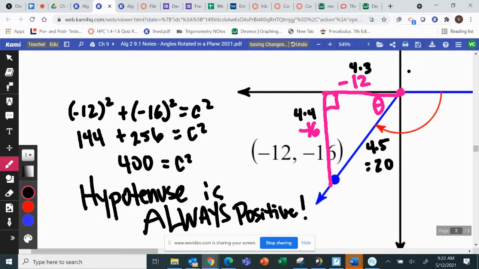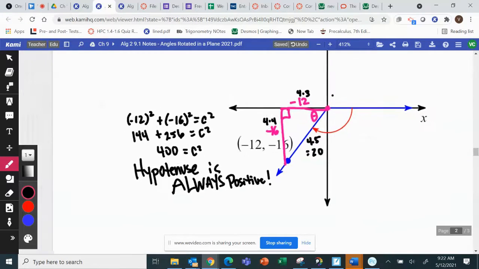Because anytime we do Pythagorean theorem, we're going to have positive numbers. Remember, the negatives are just telling you what quadrant it's in. It's not really how long the line is, because the line can't be negative 12 long. It's 12 to the negative side.